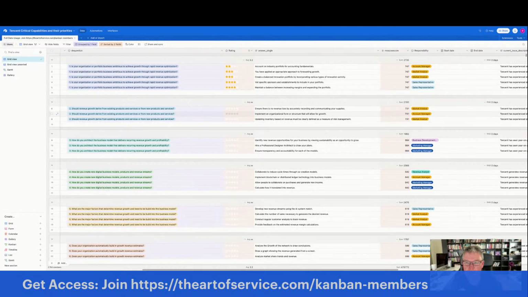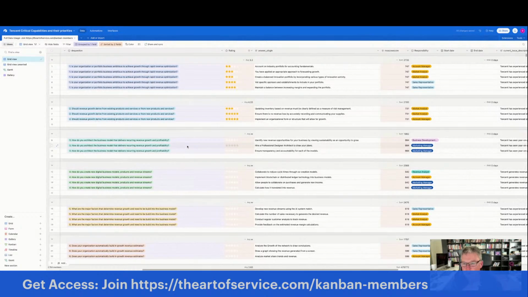You get an idea of what comes out of this. Should revenue growth derive from existing products and services or from new products or services? Interesting. Ensure there is no revenue loss by accurately recording and communicating your supplies. Yeah, we do that. We've got our ERP running. Implement an organizational form or structure that will allow for growth. Yeah, we're strong there. Update inventory based on revenue must be clearly defined as a measure of risk management. Well, no, not quite. What kind of risk are we holding in our organization?